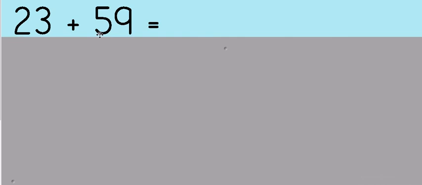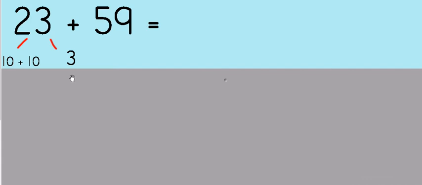Which one is the smaller number? Yes, it's 23 because that's got 2 tens and 59's got 5 tens. So even though this number's at the beginning, it's still the smaller number, isn't it, in this case? Okay, so 23 is made of 2 lots of 10 and 3 ones. 10 and 10 and 3. What do we need to do next?